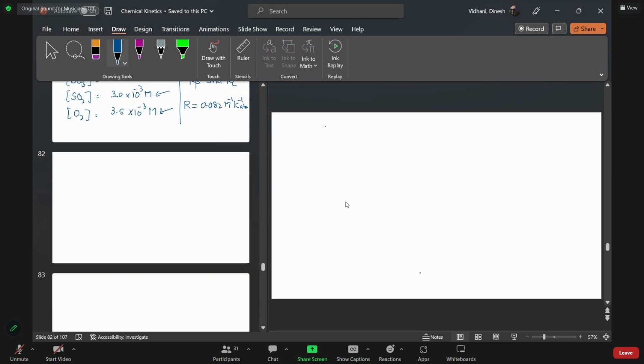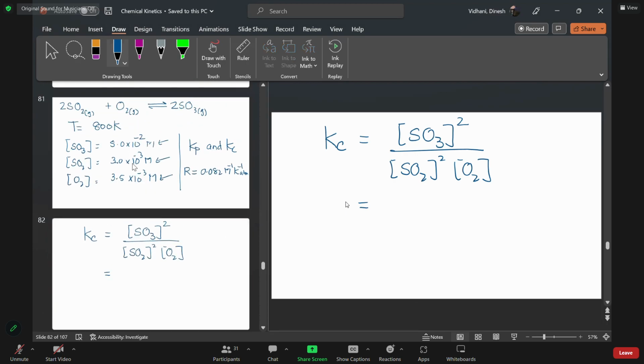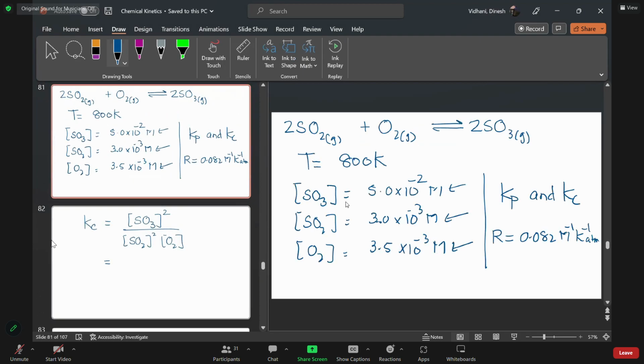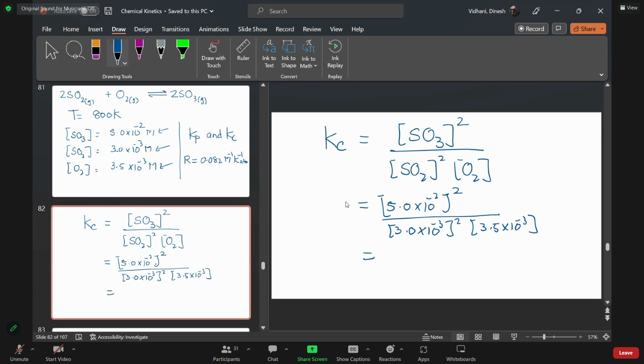Okay. So now when I write my Kc, because we have been provided the molar concentration, we need to use Kc over here. So Kc will be the concentration of my products, sulfur trioxide, but I need to put the coefficient on the top from the balanced equation, and sulfur dioxide and concentration of oxygen. Now, I've been provided with all three of them, right? So when you look at SO3 concentration, it's 5 10 to the power -2, and this is squared. And then for sulfur dioxide, that's given to me as 3.0 10 to the power -3, again squared. And then we have 3.5 10 to the power -3. Can you give me this answer?